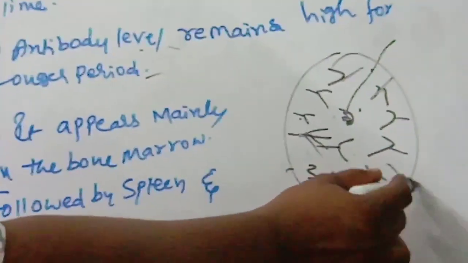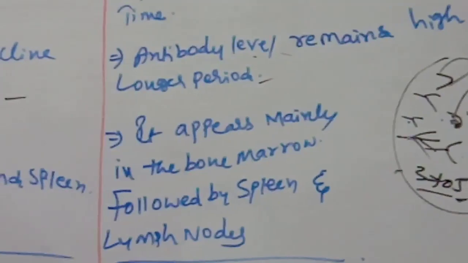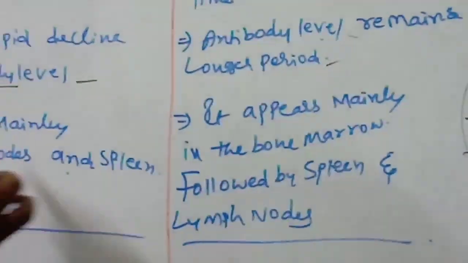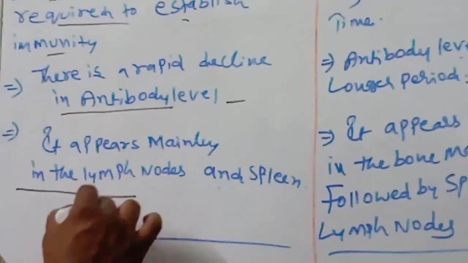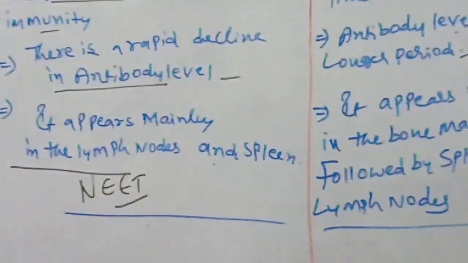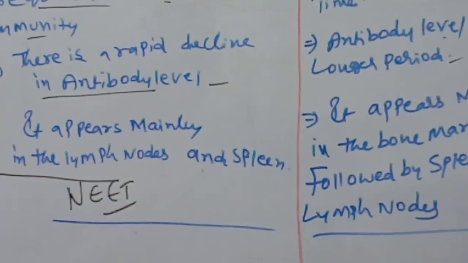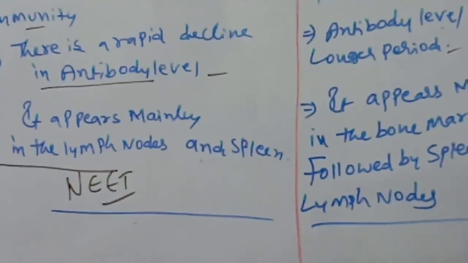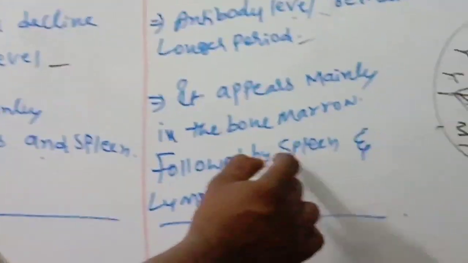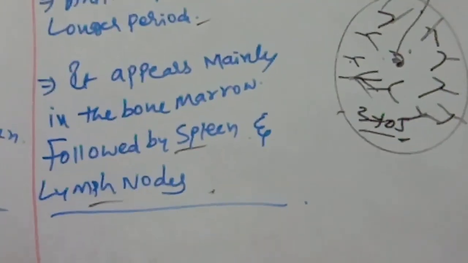These antibodies will be present. The primary immune response appears mainly in the lymph nodes and spleen, whereas the secondary response appears mainly in the bone marrow, followed by spleen and lymph nodes.